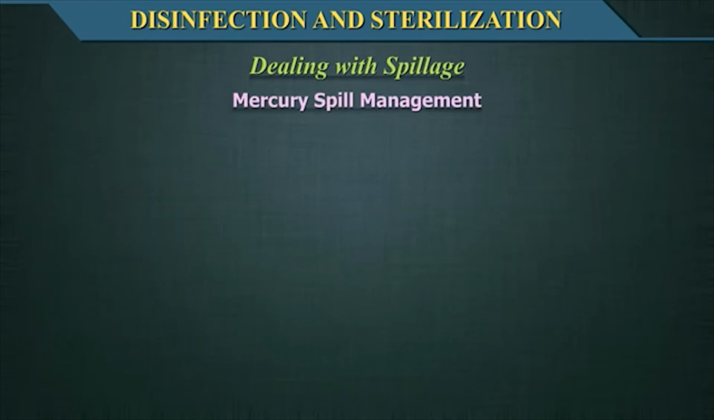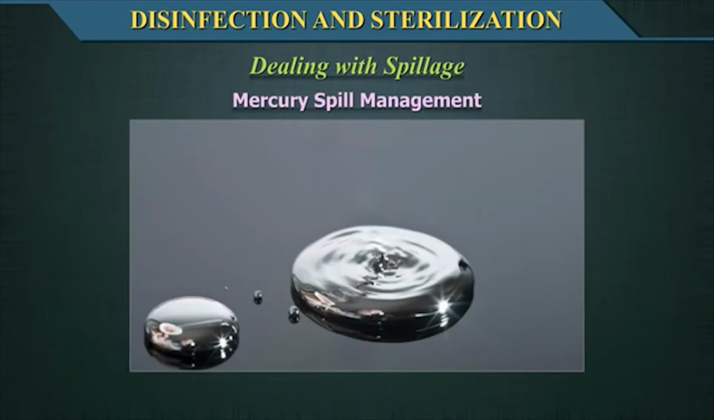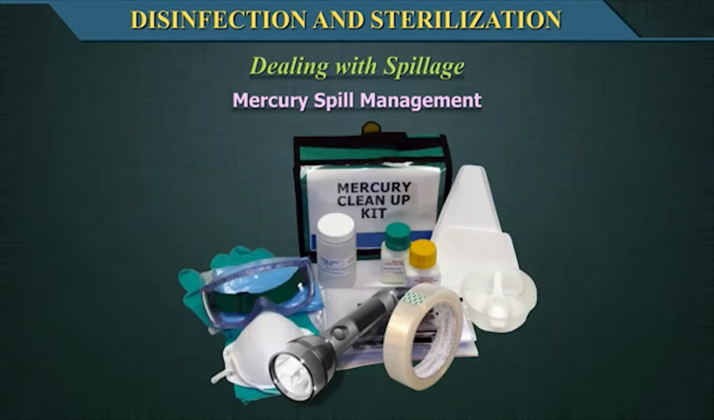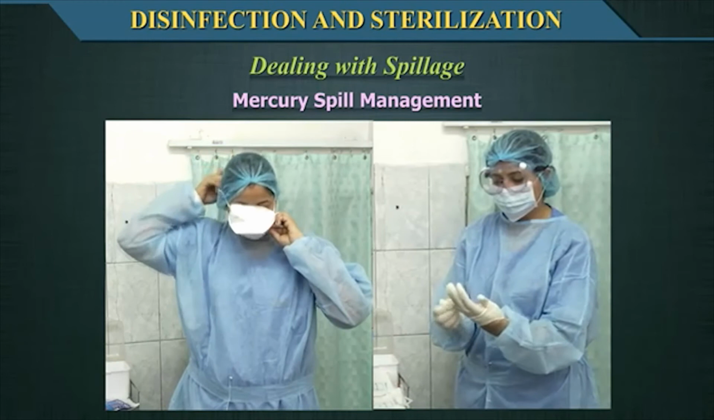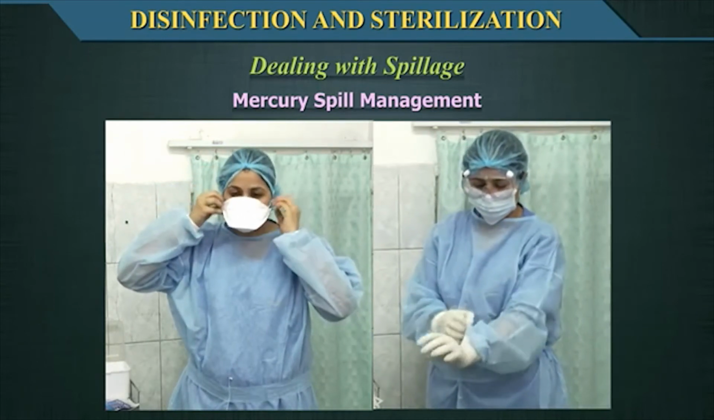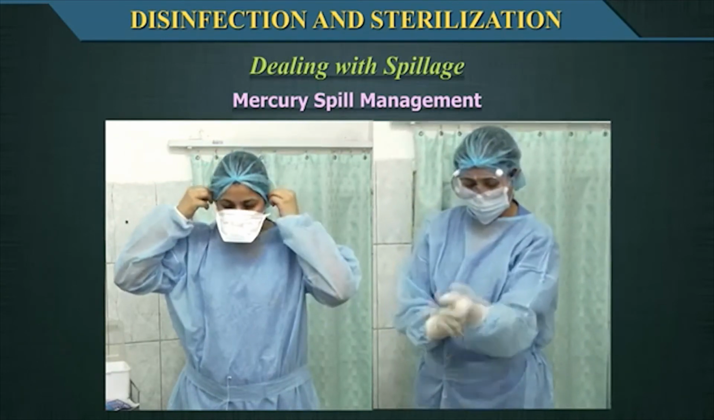Mercury spill management. If accidental spill of mercury occurs, it is to be collected in a special manner as follows. Spilled mercury should be collected with a mercury spill kit containing nitrile gloves, N95 face mask, 2 pieces of cardboards, 2 plastic containers, sellotape and flashlight. Do not touch mercury. Remove all jewelry, wear gloves and masks.